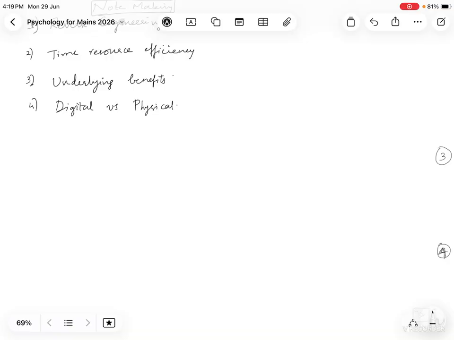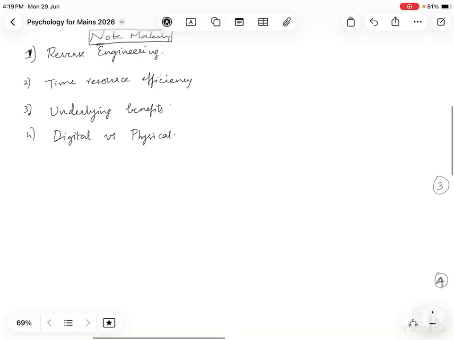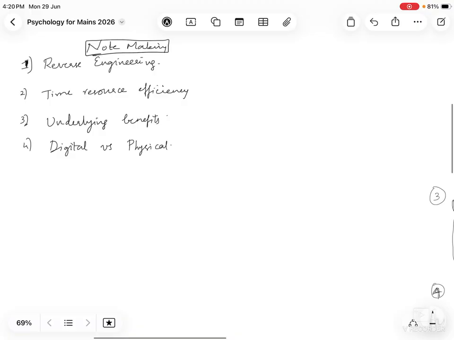I've secured rank 125 in the 2025 UPSC Civil Services examination, and my optional was psychology. I scored 290 in my previous mains in 2025. I scored 140 in paper 1 and 150 in paper 2. This was my second mains and fifth attempt.